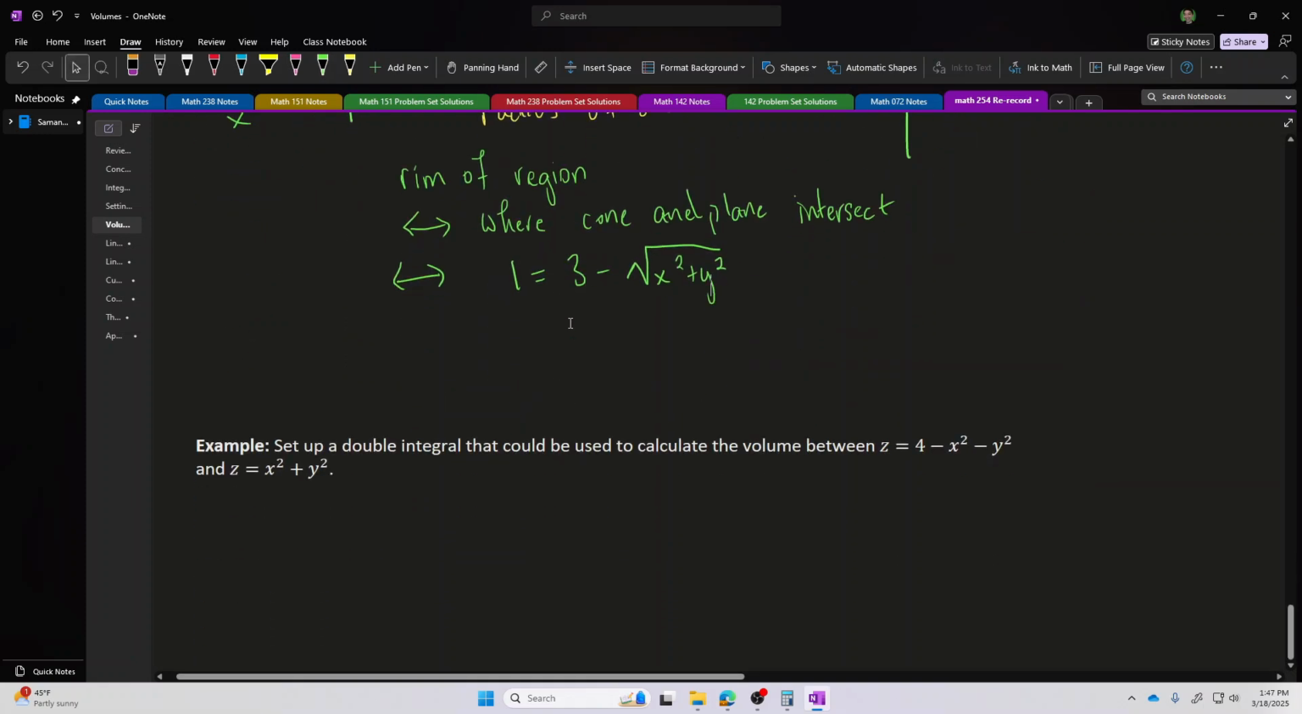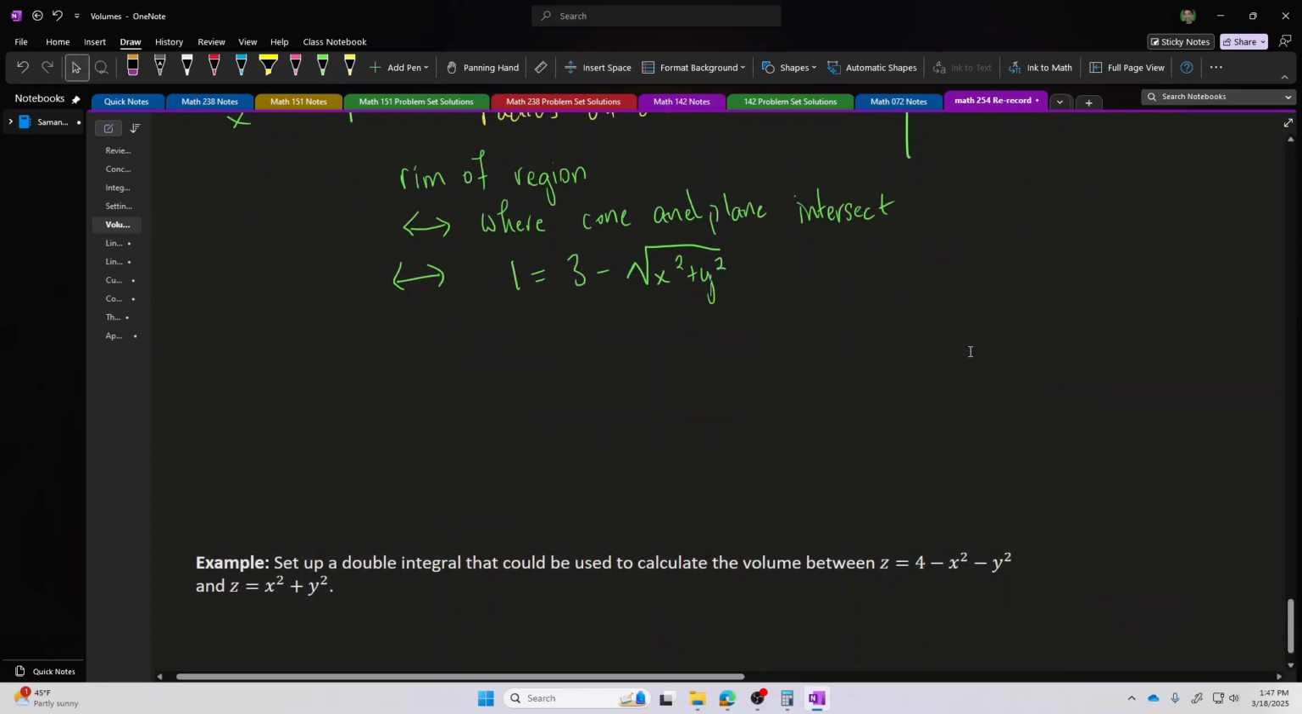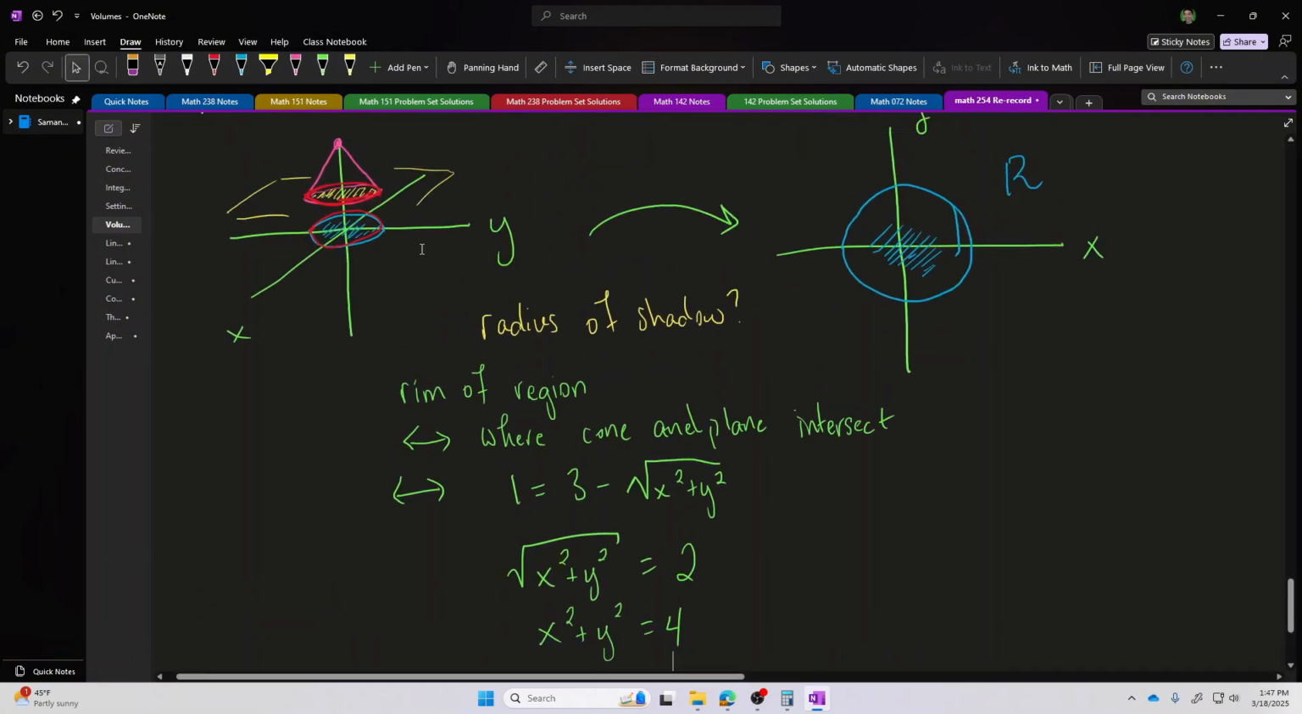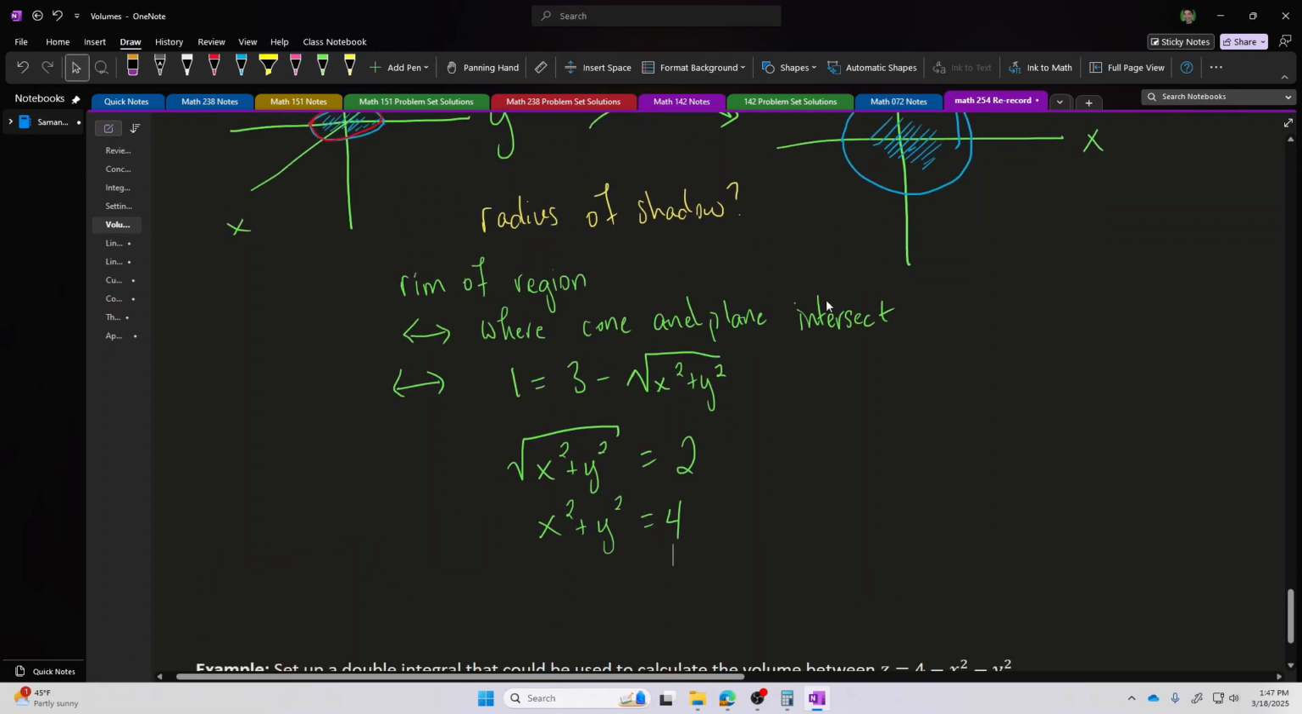So let me go ahead and rewrite this equation so that it's in a slightly simpler format. I'm going to start by moving the square root term to the other side to make it positive and subtracting 1, giving me the square root of x squared plus y squared equals 2, which alternatively you could think of as x squared plus y squared equals 4. So this outer rim of the region I recognize as a circle of radius 2 from the square root of 4.